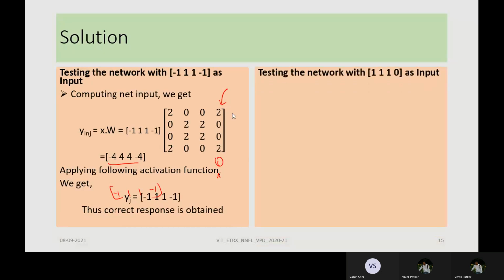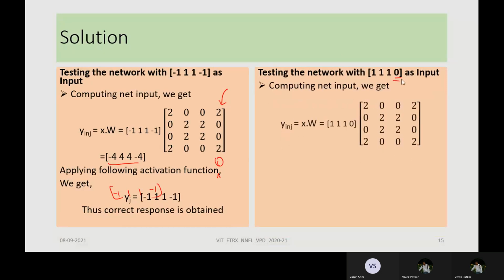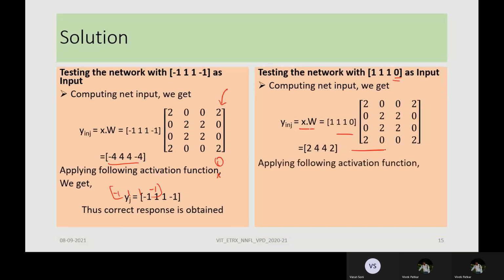Now we are moving to the one missing entry. Clear? So we'll do it the same way. Whichever input vector is given, take a dot product with the weight matrix and then apply the activation function, and we get the first pattern. That is correct. This is the first pattern with one missing entry. Here, the correct response is obtained. So we have satisfied all the requirements of the problem.